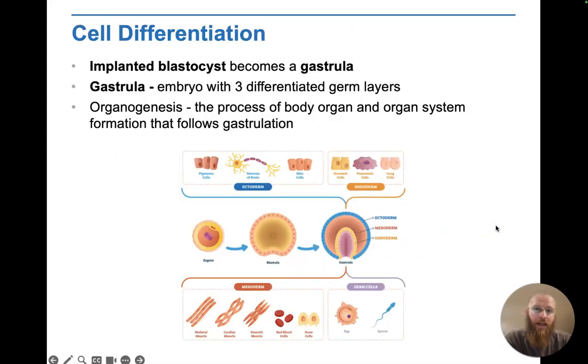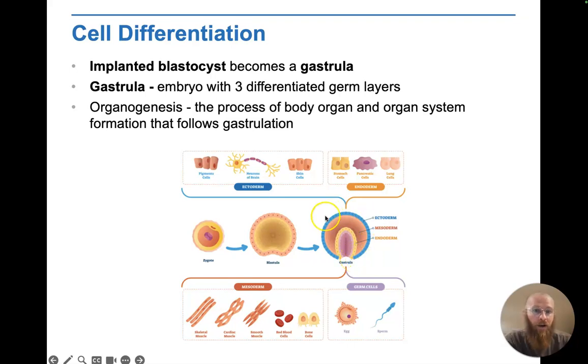And so the implanted blastocyst, right, it implants in that uterine lining. It becomes what we call a gastrula. That gastrula is basically just an embryo that now has 3 differentiated germ layers, okay? So again, don't get lost in the terminology. All this is saying is that we initially had a big clump of cells that were all the same. At this point, those cells have become layered, and those layers of embryonic cells are now able to differentiate into different things. We have 3 layers for this gastrula.